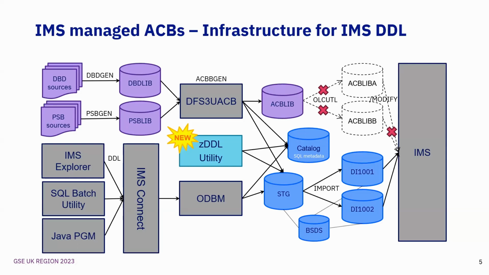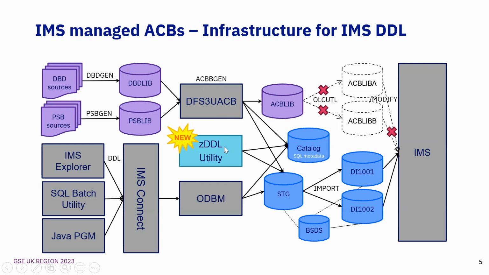We also introduced with IMS managed ACBs another ACB gen utility. It's called DFS3UACB. So when you do DBD gen into DBD lib and a PSB gen into PSB lib, then you can use this DFS3UACB. What it does is the ACB gen, puts the ACB blocks in the ACB library, and then takes those ACB blocks and puts them in a format that the catalog recognizes and puts it into the catalog. So the DFS3UACB keeps the ACB library and the catalog in sync.